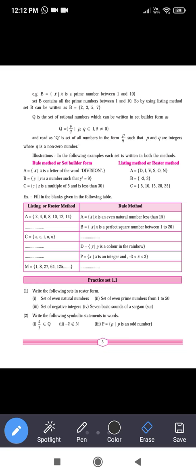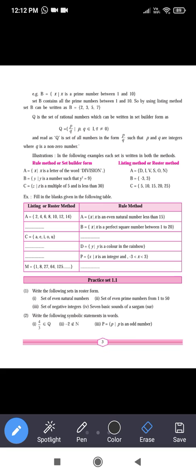Now see the b, here the rule method is written. Set B is the set of all x. x is a perfect square number between 1 to 20. Now what is meant by a perfect square? The numbers obtained after squaring the natural numbers are called perfect square numbers.